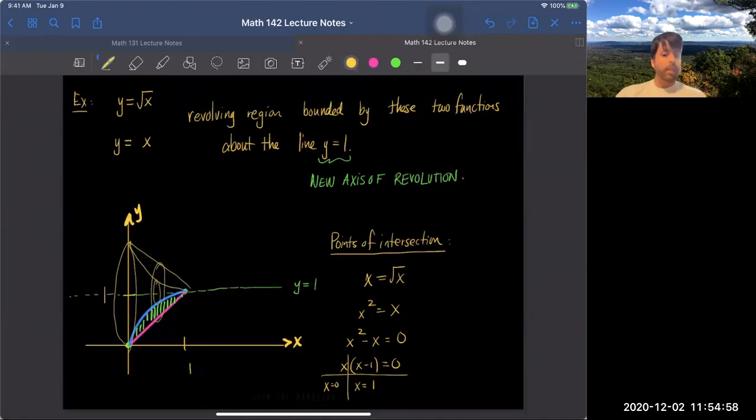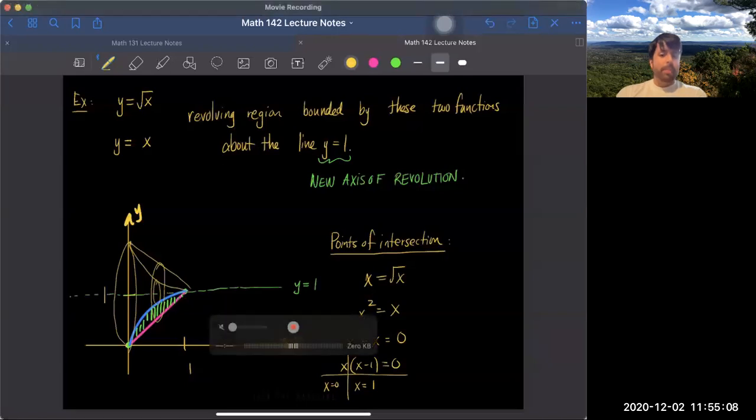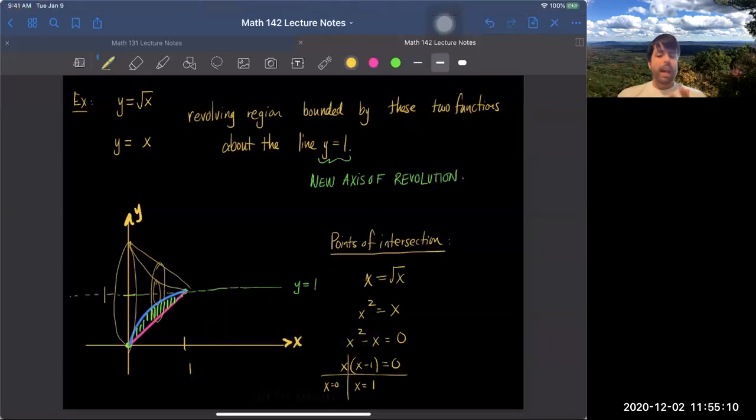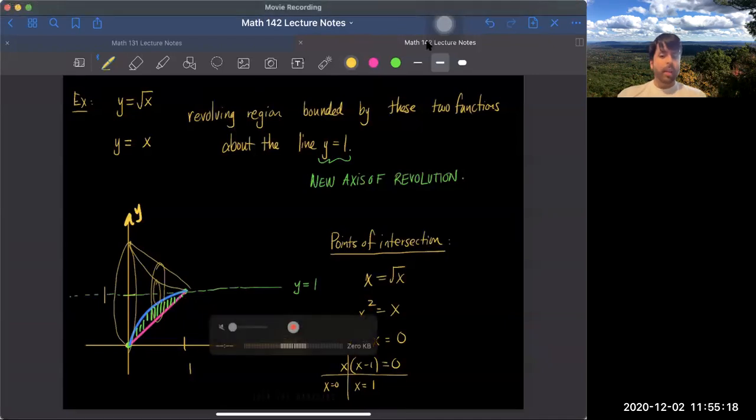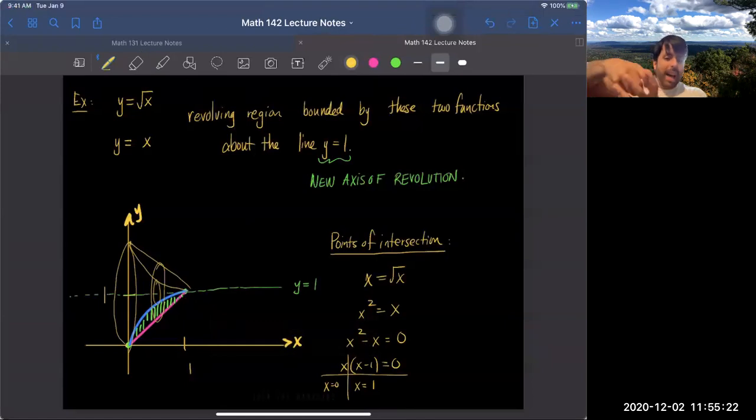Do you see this? Do you see now how I can create new solids based upon new axis of symmetry? It doesn't have to be the x-axis nor the y-axis. It could be any line. This is one of them. And you see how we have to apply the washer method because of this hollowness inside?